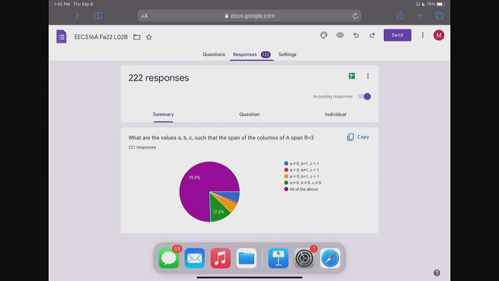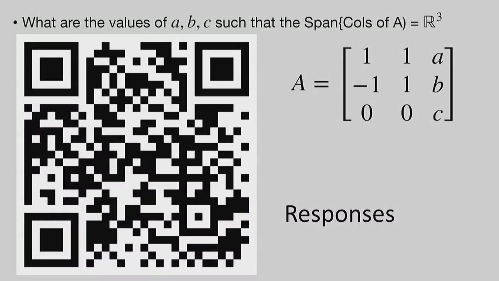Let's look at the result. Actually, let's look at the question. The question was, what are the values of A, B, and C such that you can reach anywhere in R3? Now let's say C is 0. C equal to 0 means that I don't have the ability to go in one direction. Any linear combination of the columns will keep me in the plane.